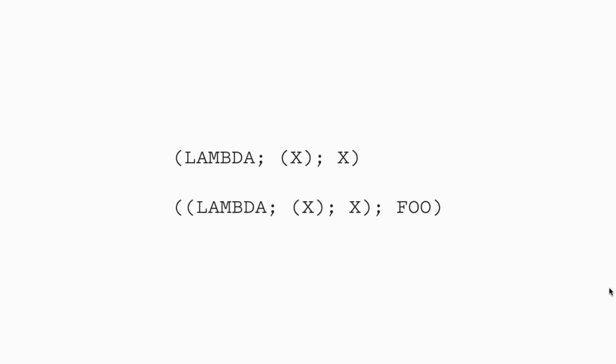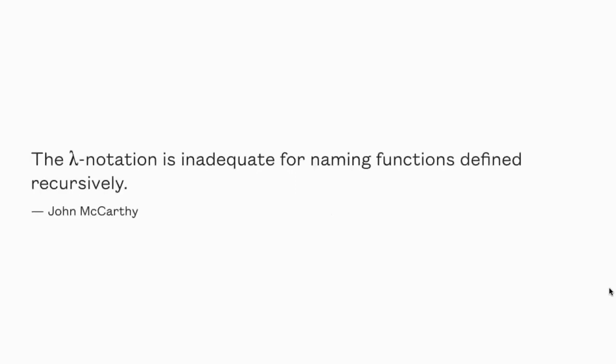For this, McCarthy added anonymous functions. A function is a list containing the atom lambda, a list of function parameters, and any S expression for the function body. A function is applied to arguments just like any operator, by placing it first in a list. McCarthy gave Lisp functions two powerful properties. They can be passed as arguments to other functions, and they can be defined recursively.